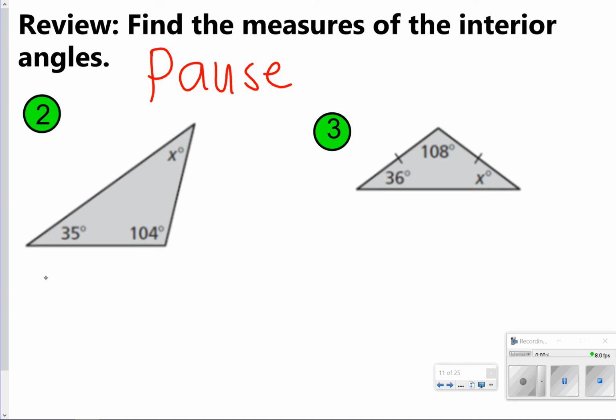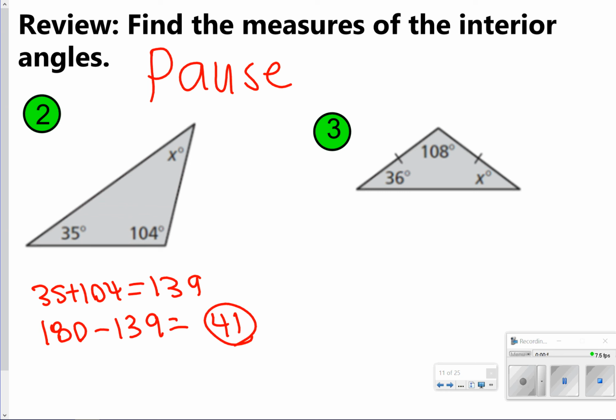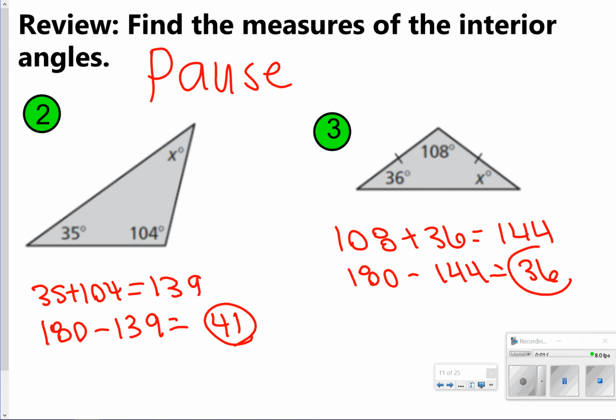So the first thing I did for number 2 is I just added 35 and 104, and I got 139. And since I need to add them all to 180, I just took 180 and subtracted 139 to get 41. Number 3, a very similar way, we can do 108 plus 36. We get 144, and then take 180 and subtract 144 and get 36. Notice as well you have two same sides. That means you're also going to have two same angles, so 36 will also match the 36 over here.